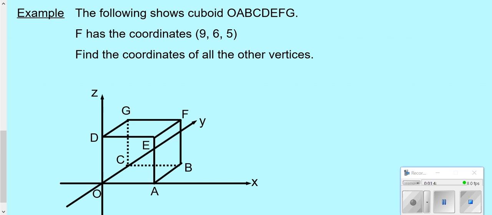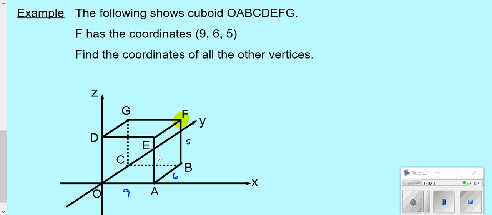So F is here. Now that 9, 6, and 5 tells me that it has an X value of 9. So it's headed along an X value by 9 units. It tells me it's headed in the Y direction by 6 units, so that's back the way. And then it's told me it's headed up by 5 units. Just using those three values, we can work out all the other coordinate points.